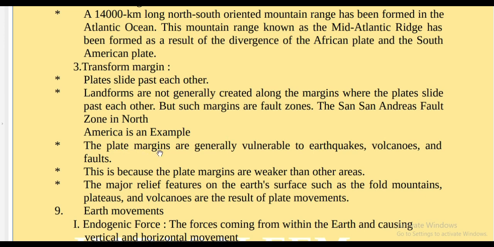The plate margins are generally vulnerable to earthquakes, volcanoes, and faults. This is because the plate margins are weaker than other areas. The major relief features on the Earth's surface, such as the fault mountains, plateaus, and volcanoes, are the result of plate movements.